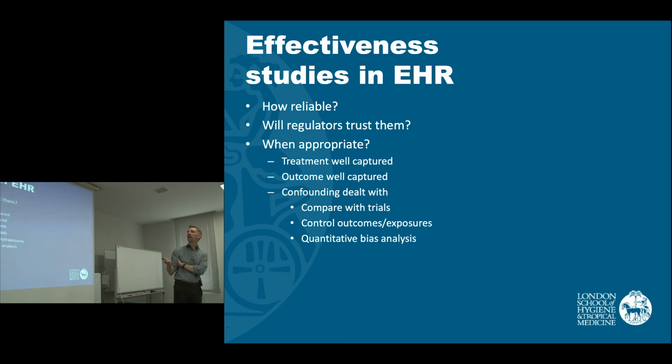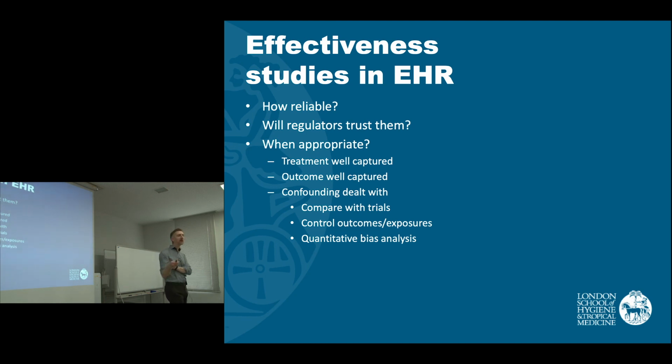I think there are some ways that we can think of approaching it. So we can compare our results with trials, where trials are already available. We can have control outcomes or exposures, a little bit like we had with the malignant melanoma study. So within the data, asking the question, what do we know to be true already, and which we could demonstrate with the data?